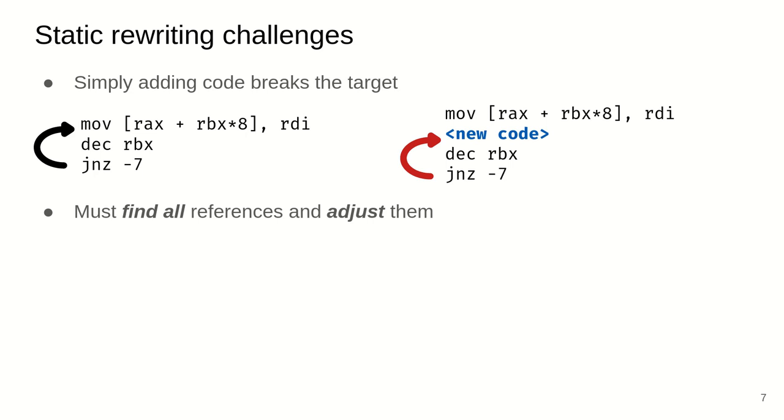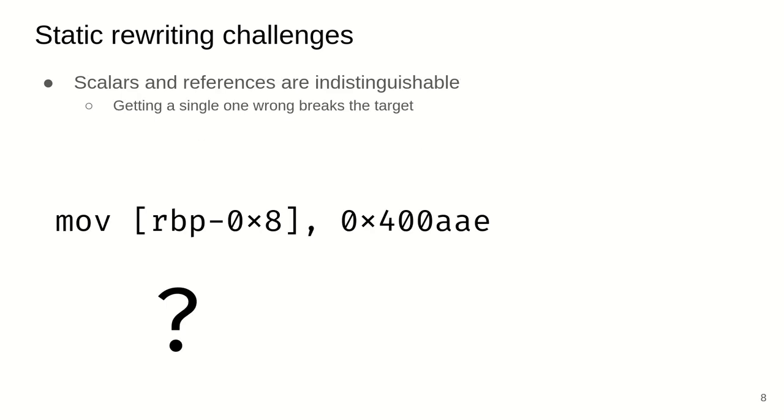And the big issue here is that we would need to adjust the original pointers. Now the difficulty is that scalars and references are indistinguishable. We would have to adjust all the pointers to the address space that points to the code region. But we don't know if something is a pointer or simply an integer value, because in assembly, scalars and references are simply indistinguishable. Getting a single one wrong will break the target.